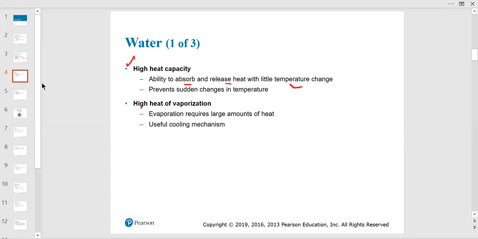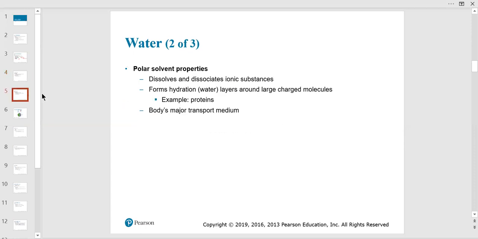High heat of vaporization, right? That's evaporation, which requires large amounts of heat, like when I'm boiling my water for my oatmeal. So that's another important quality. So if the guy's still holding you up at Chipotle, you tell him that's other things. High heat capacity, high heat of vaporization.